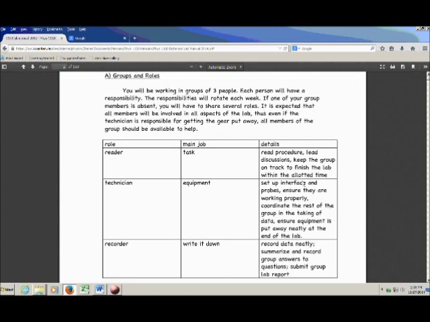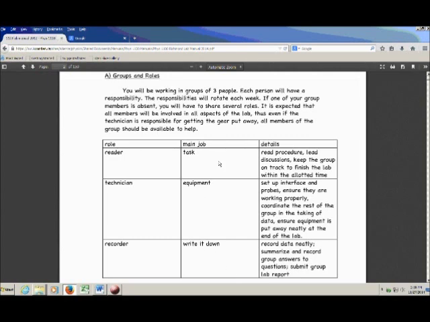Everybody in the group has to fill in the book. If you're the reader or the technician, however, you can answer in point form, as long as you fill it in well enough to study from later. The recorder should fill it in very, very completely, because theirs is the book that is going to be graded, and everybody in the group gets that grade. So it's worth their while to make sure they do a good job of it.